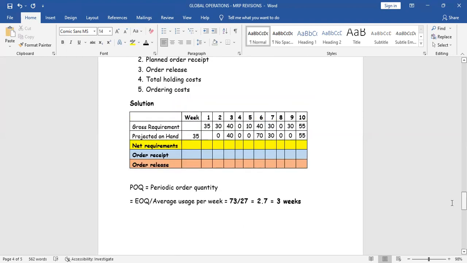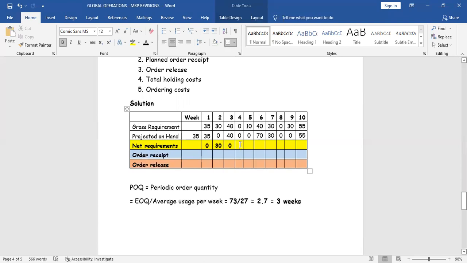All right. We start with net requirement. Remember, the 35 will be pushed in week 1. In week 1, we require 35, but we projected to have on hand 35. What will be our net requirement? 0, of course. In week 2, we require 30, and we have 0 projected on hand. That will be 30. In week 3, the gross requirement is 40, and the projected on hand is 40. We require nothing here.